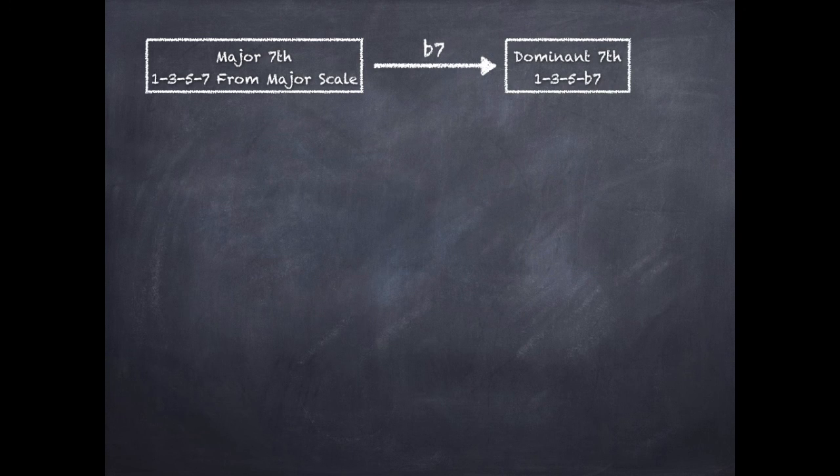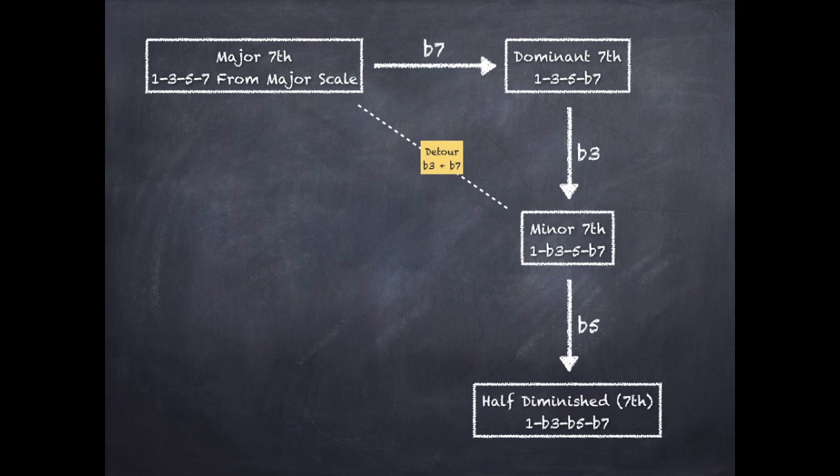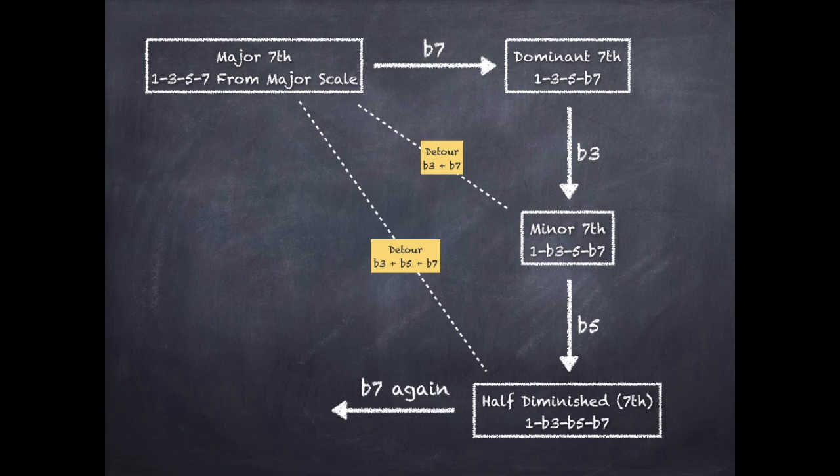If I flatten the seventh note, I end up with a dominant seventh chord. If I flatten the third note of the dominant seventh, I end up with a minor seventh chord. But I can have a detour, so major seventh to minor 7 is flat 3 and flat 7. If I flatten the fifth of the minor seventh chord, I have a half diminished seventh, and there's a detour, flat 3, flat 5, flat 7.